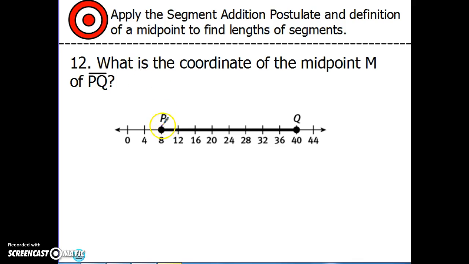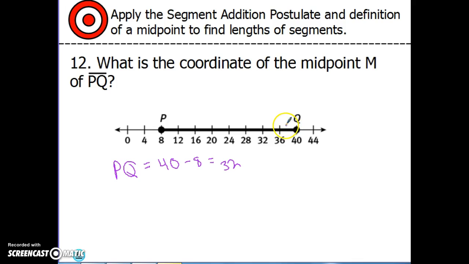So I have this segment here, PQ. Notice the number line here. This is counting by 4s. You would have to keep that in mind if you were finding the distance of PQ. Which, speaking of which, let's go ahead and do that. So for the distance from point P to Q, we would need to do 40 minus 8, right? Which means that the distance between P and Q would be 32. Fantastic.